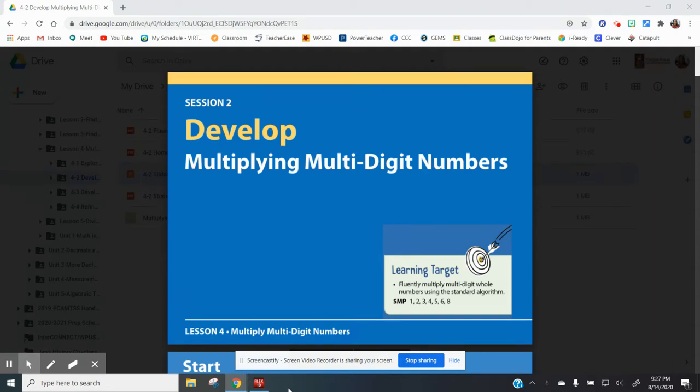So we are going to be working in our workbook, pages 59 through 62. And so if you want to take out your Ready Math workbook and turn to page 59, that would be fabulous.